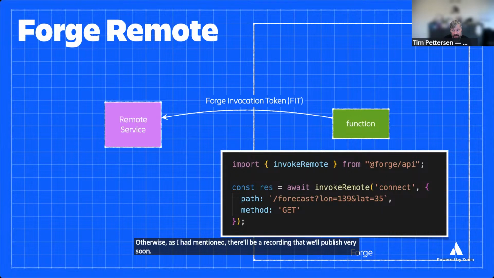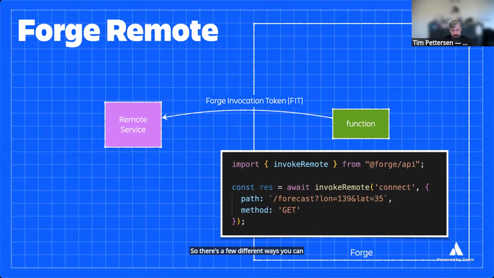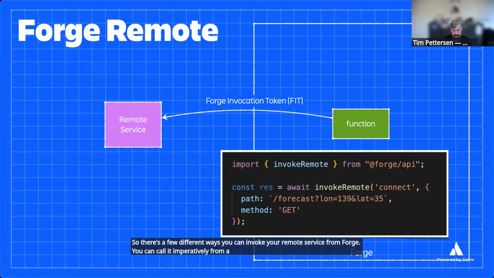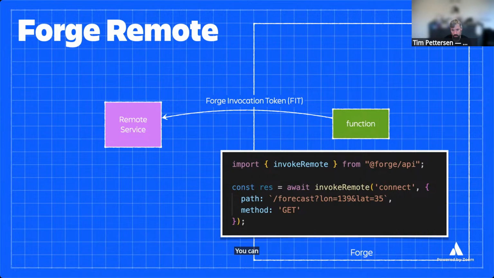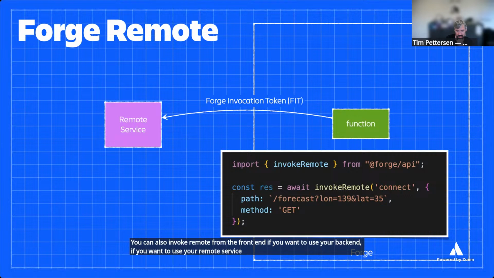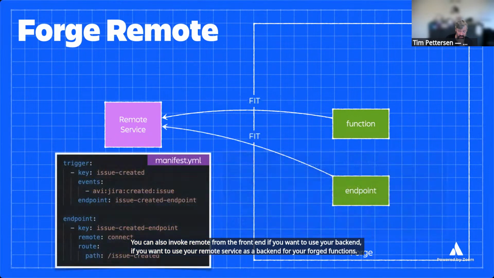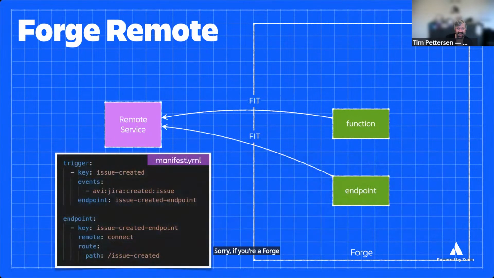So there's a few different ways you can invoke your remote service from Forge. You can call it imperatively from a Forge function using the invoke remote package that we looked at before. You can also invoke remote from the front end, if you want to use your remote service as a backend for your Forge UI modules.